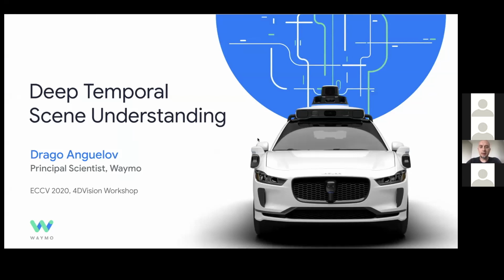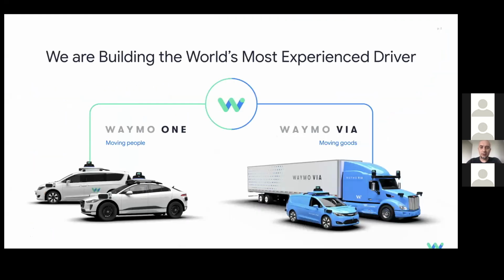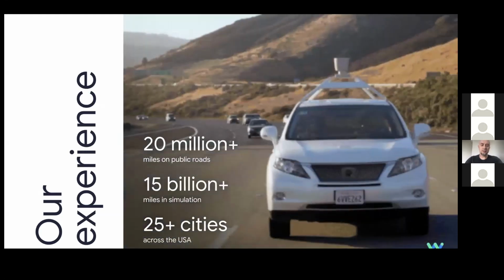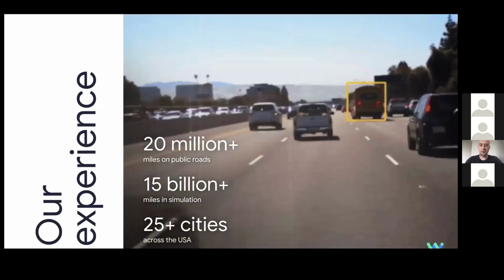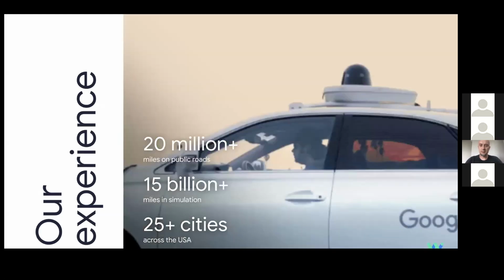I will talk a bit about recent work at Waymo on the topic of scene understanding for autonomous driving. For those that don't know, Waymo is Alphabet's self-driving company. We focus on two areas: moving people with our Waymo One service and moving goods through Waymo Via, which focuses on trucks and also delivery services. Waymo has been around since 2009, and since then we've driven over 20 million miles on public roads in autonomous mode in over 25 cities in the States.